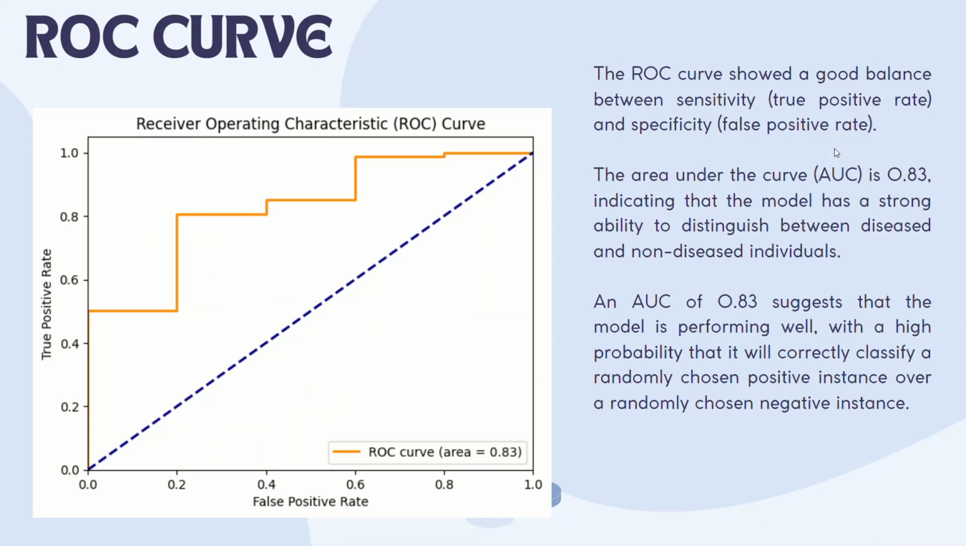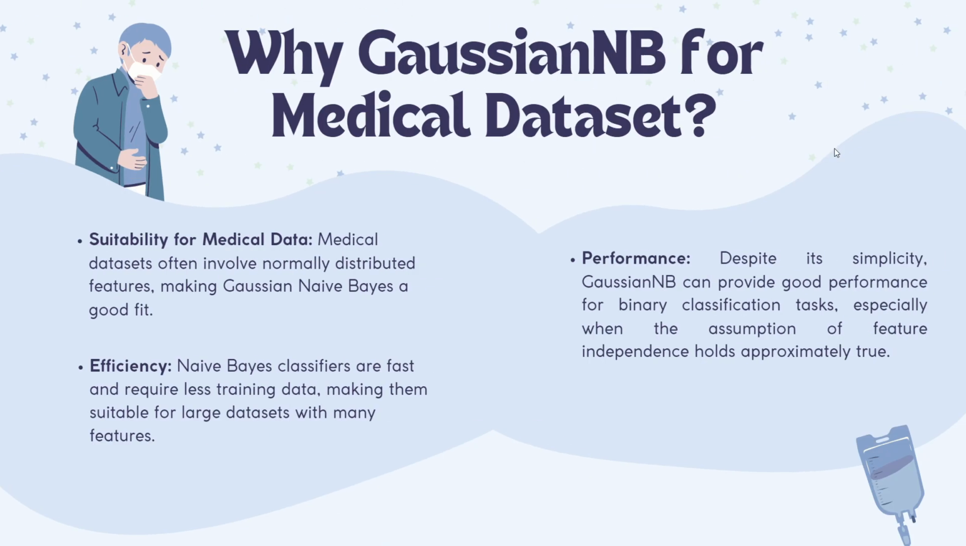Moving on to the ROC curve. The ROC curve showed a good balance between the true positive rate and the false positive rate, and we obtained an AUC score of 0.83, which indicated the model had a strong ability to distinguish between diseased as well as non-diseased individuals. It also suggested that the model is performing well, with a high probability that it will correctly rank a randomly chosen positive instance over a randomly chosen negative instance.